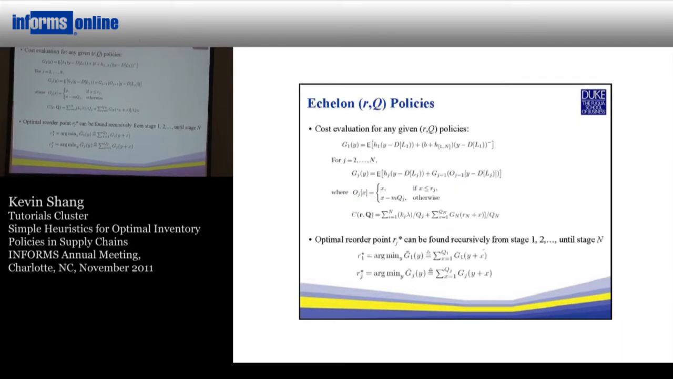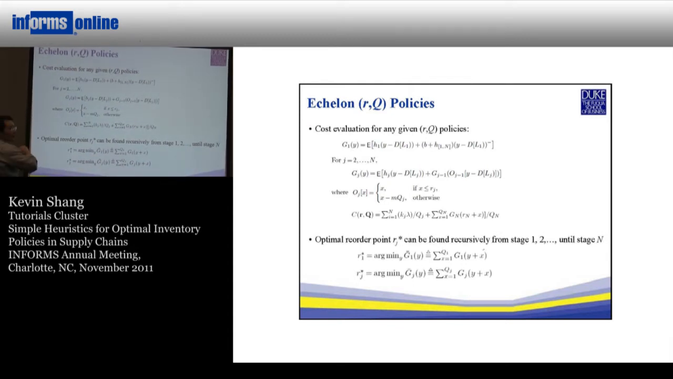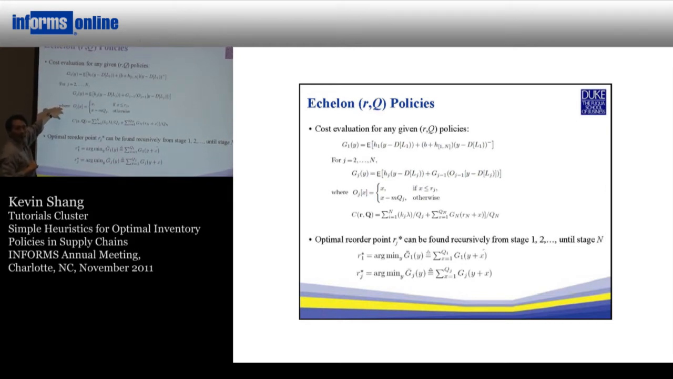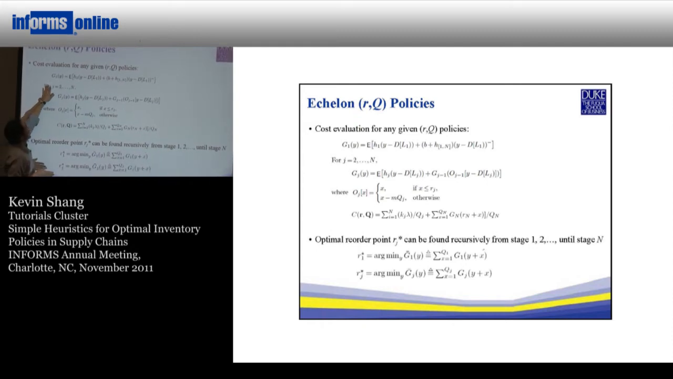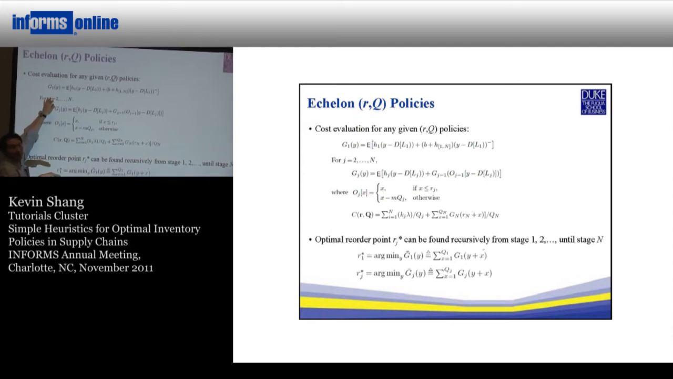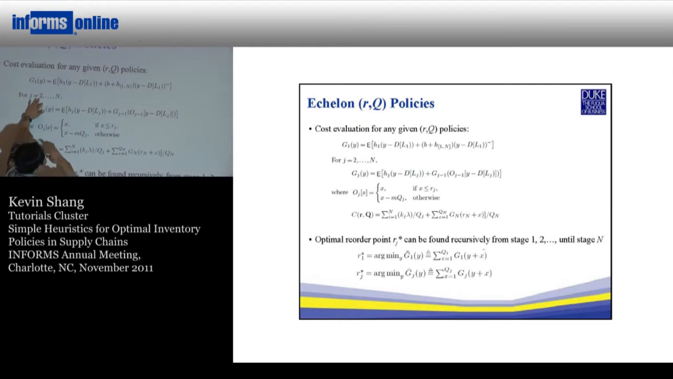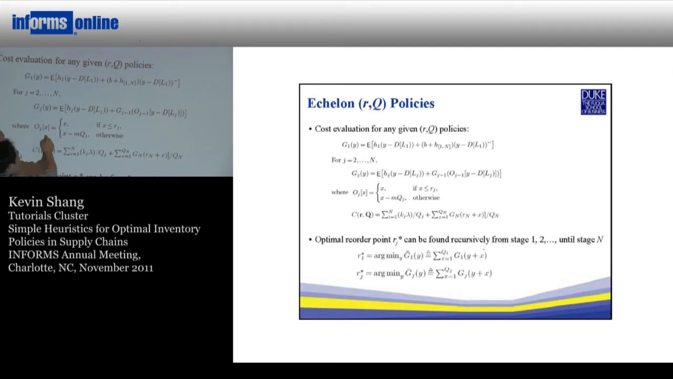For the serial system that I showed you, for given RQ policies, here is the way to evaluate the average total cost per period in the system. This starts from stage 1. Okay, so this is the stage 1 cost function, and it works recursively. You can get the total average cost per period recursively, starting from stage 1 and stage 2 by plugging in this recursion. Okay, and here is something called the O function.